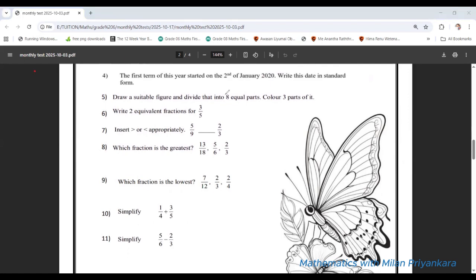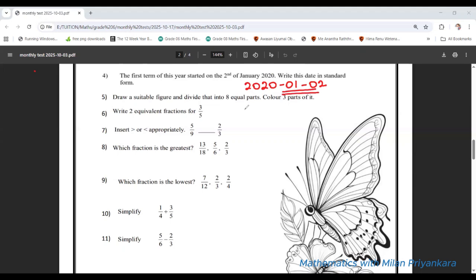The first term of this year started on 2nd of January 2020. Write this date in the standard form. If you write in the standard form, the year comes first with 4 digits, 2020, and there's a dash as a line. Then you have to write the month with 2 digits and the date also in 2 digits. 2 digits should be used for the date and the month, and the year is written using 4 digits.